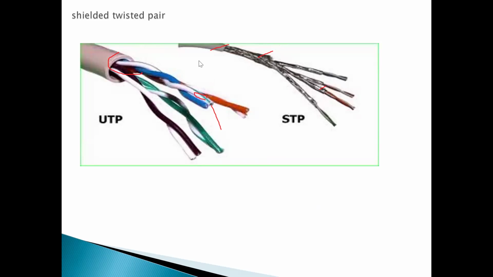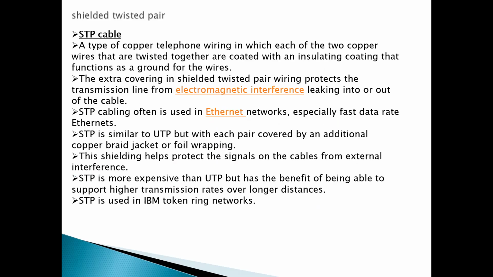A type of copper telephone wire in which each of the two copper wires that are twisted together are coated with an insulating coating that functions as a ground for the wire. The extra covering in shielded twisted wiring protects the transmission line from electromagnetic interference leaking into or out of the cable. So this is the second layer.